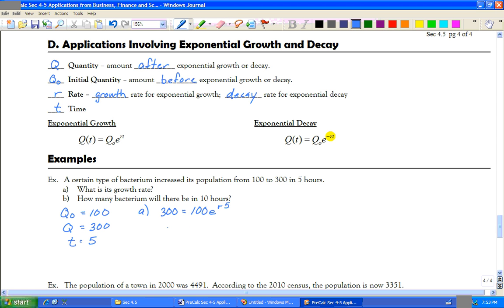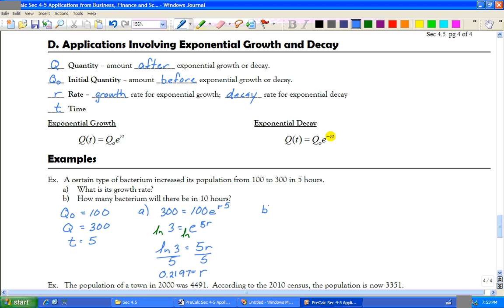Okay, divide both sides by 100. So 3 is equal to e to the 5r power. Again, we're going to take the natural log of both sides. So we end up with the natural log of 3 is equal to 5r because the natural log of e is 1. And then we're going to divide both sides by 5. So we have r is equal to 0.2197. So about a 22% growth rate.